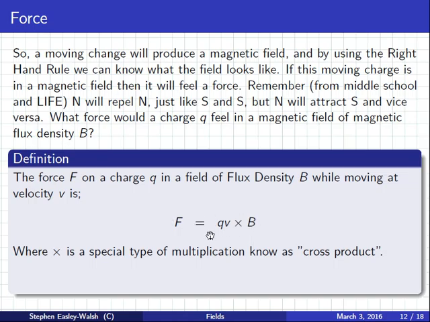So can you write this down? This is a bit like QE. It's the same idea. So I just need the formula. You can write this down as well. Force F on a charge Q in a field of flux density B while moving at velocity V is.